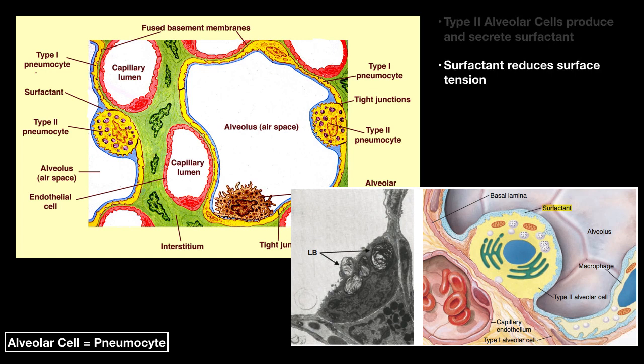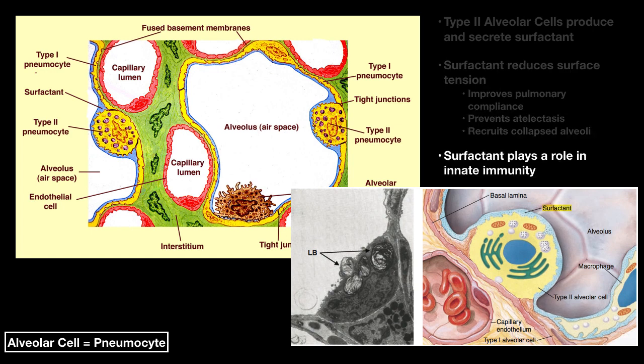We're going to talk a lot about this when we talk about neonatal respiratory distress syndrome. But it's important to know that reducing surface tension does three things. It improves pulmonary compliance, it prevents atelectasis, and it recruits collapsed alveoli. The other thing that surfactant does is it's part of the innate immunity of the pulmonary system.